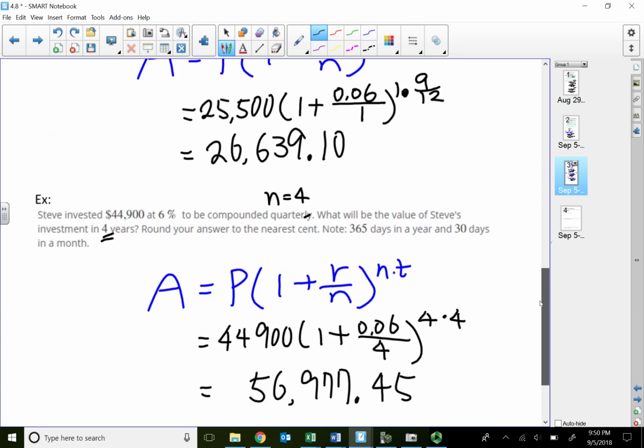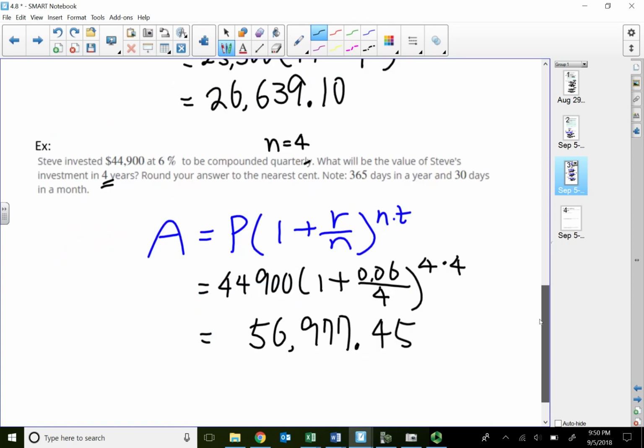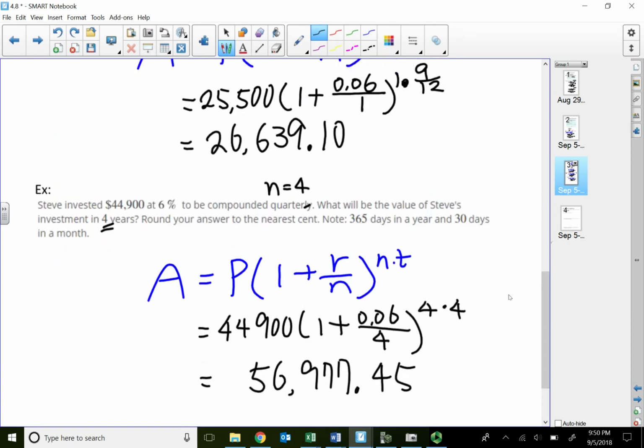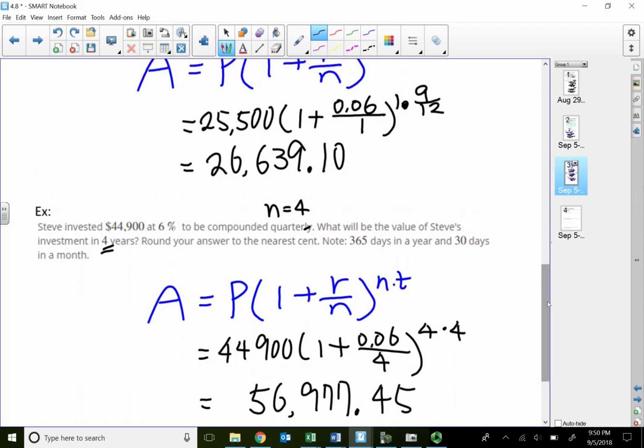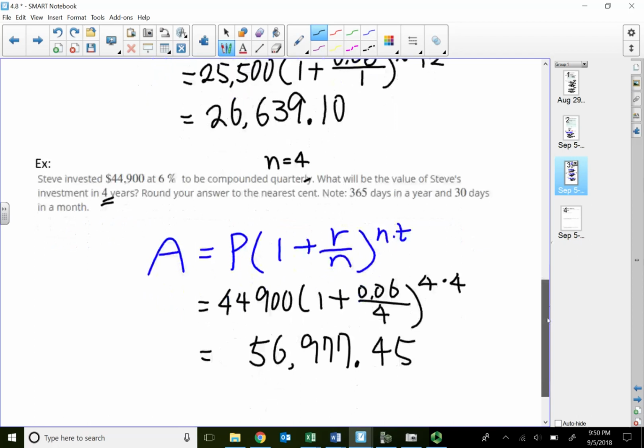So compound interest, most of the time we use it for investment. Just a few quick examples of how we can use the compound interest formula.